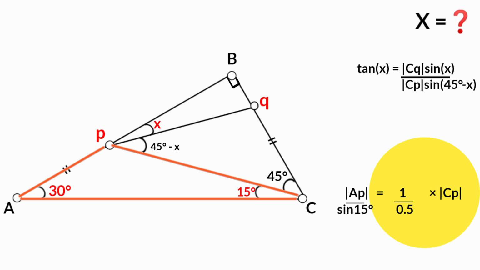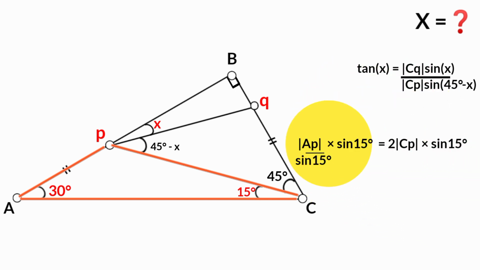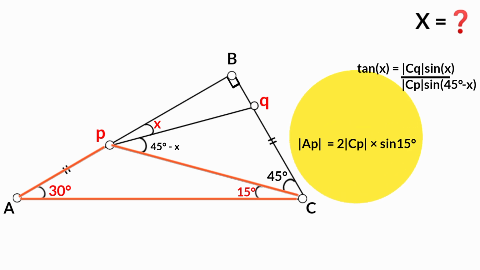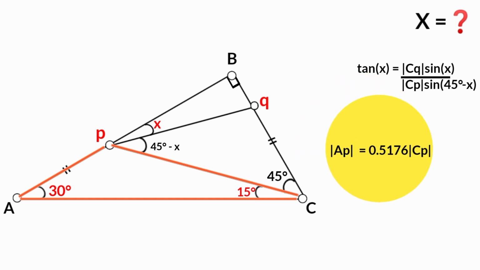Sine 30 degrees is 0.5 and 1 over 0.5 is 2. 2 times line CP is 2 line CP. We multiply both sides by sine 15 degrees. Here sine 15 degrees cancels sine 15 degrees. Now line AP equals 2 line CP times sine 15 degrees. But sine 15 degrees is 0.2588 and 2 line CP times 0.2588 is 0.5176 line CP. So line AP equals 0.5176 line CP.